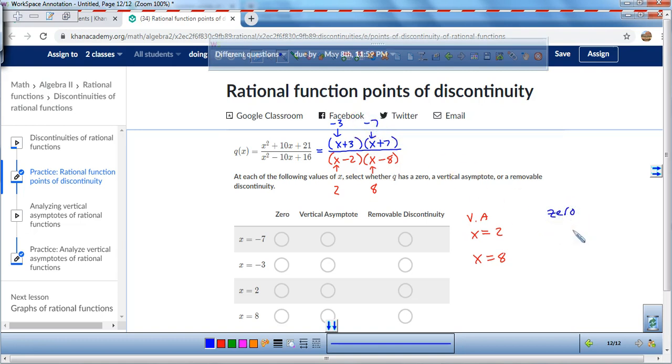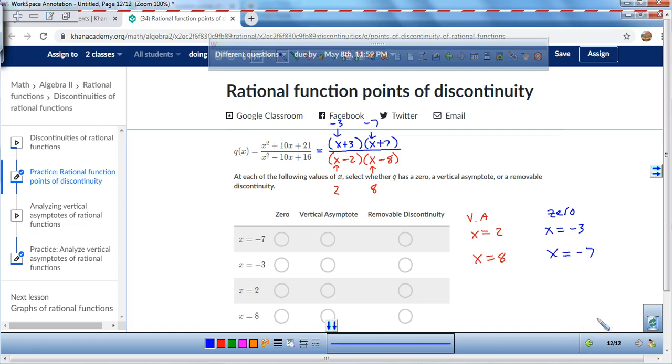You're probably wondering, well, what is removable discontinuity? We haven't had a problem yet, but I guarantee you we're going to get a problem with removable discontinuity. Just haven't gotten it just yet. But we'll get there. In fact, this video will not end until we get some removable discontinuity. I'll tell you that. We're going to find some removable discontinuity before this ends. Right now we're just finding some vertical asymptotes and zeros.